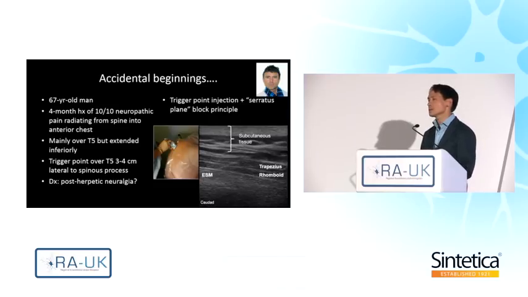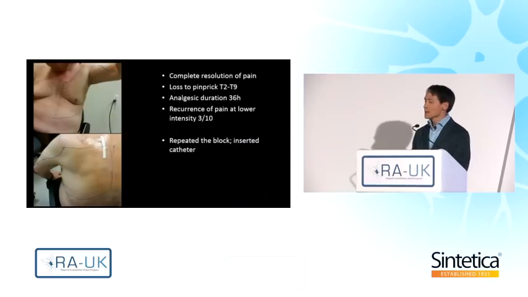Because he was doing what he thought was a serratus plane technique, he actually put his needle just superficial to the erector spinae muscle, lateral to the spinous process. So the first injection was actually a superficial one to the erector spinae muscle. He was very, very surprised to notice that quite quickly there was a complete resolution of the patient's pain, associated with a loss of pinprick sensation over T2 to T9.